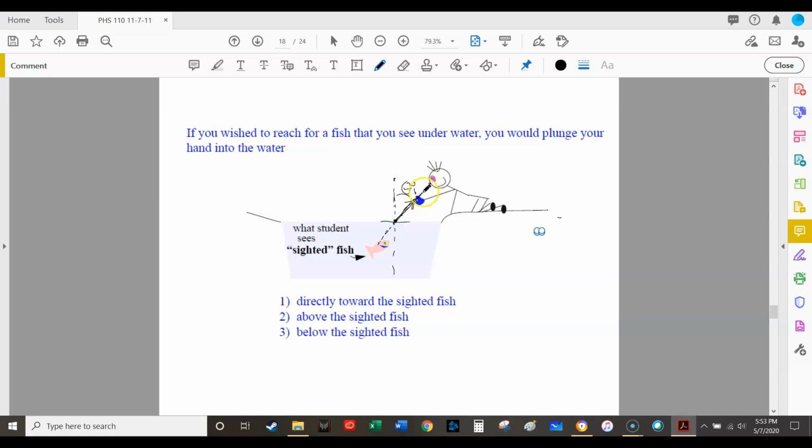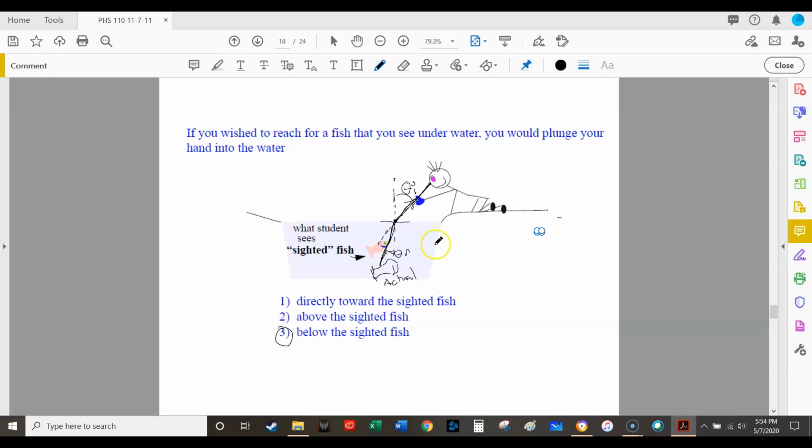And so what we're going to do is kind of trace this back the other direction. When it comes in, it's going to bend towards the normal. Okay, right here. So this is the refracted ray. This is the refracted angle right there. And so what it looks like from the drawing, if I've got it drawn correctly, the actual fishy should be down here, and the sighted fish, or the apparent fish, is above where the actual fish is. So I'm thinking that the actual fish is below the sighted fish.